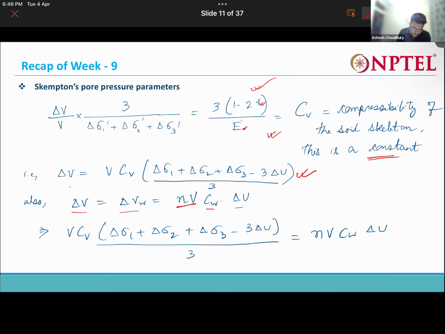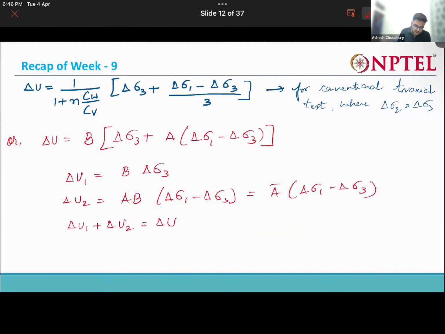Now we put this here, then we equate these two. We get this as the expression for the increase in pore water pressure. So the increase in pore water pressure is 1 by 1 plus n Cw by Cv, times this value.